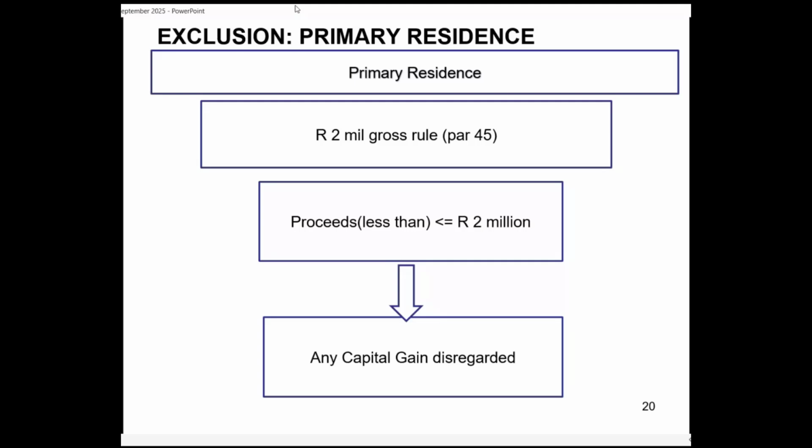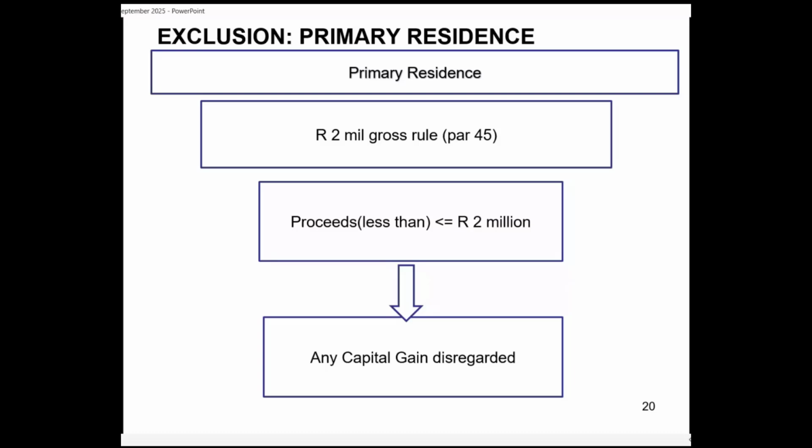So the exclusion of primary residence. Some will have the instance where the taxpayer is selling the primary residence. How do you calculate it? In terms of paragraph 45, go through paragraph 45. The rule is that 2 million is the gross rule. You need to go through paragraph 45 to learn more about the primary residence when the taxpayer is selling a primary residence.